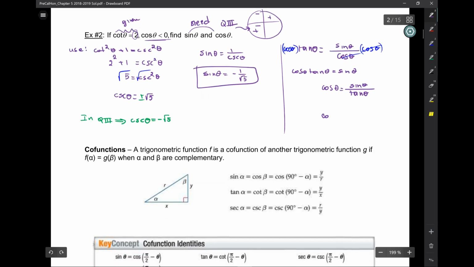So cosine of theta is sine of theta. What is sine of theta these days? Right, negative 1 over root 5. And what was tangent? Do we know what tangent is? It's a half because cotangent is 2, right? So it's a half. So how much is this? That's it, negative 2 over root 5. You could do times the reciprocal, or it's always the outer over the inner.